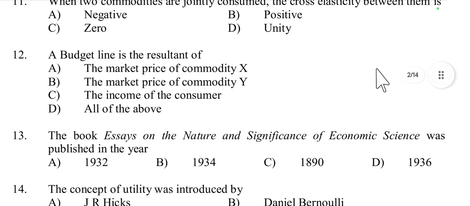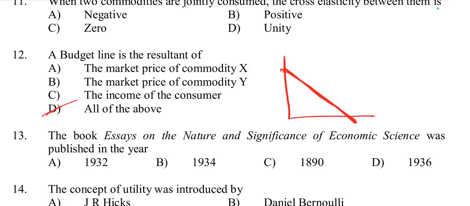Then question number 12: a budget line is the resultant of the market price of commodity X, the market price of commodity Y, the income of the consumer. Yes, all of the above are true, because this is a price line or budget line. The budget line shows all combinations of goods X and Y that a consumer can afford. So it depends on the price of X, the price of Y, and the income of the consumer. So all of the above is the right answer.